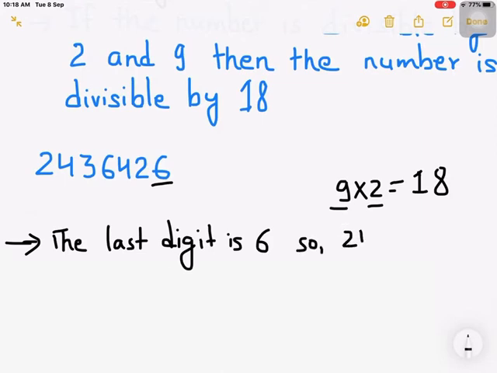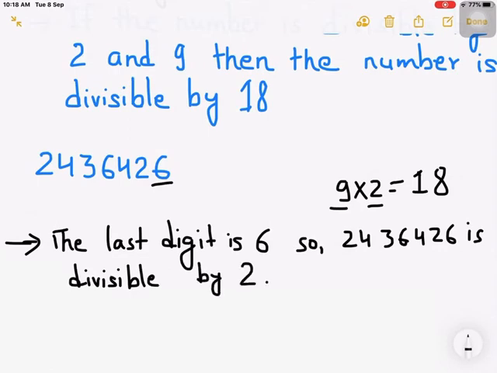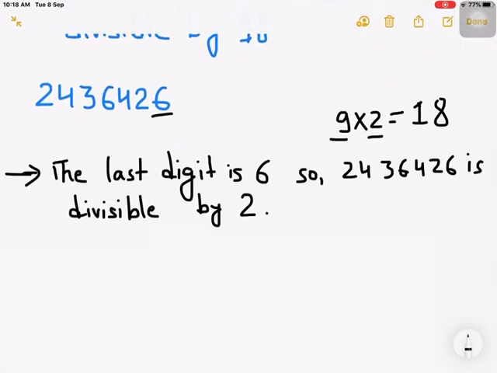So 2436426, 6 is divisible by 2. You can write it in this way, divisible by 2. Yes, now it has to meet the condition for 9. What is the divisibility rule for 9? Do you remember? A number is divisible by 9 if the sum of the digits is divisible by 9. So you have to know the rule for 9, understood? The sum of the digits must be divisible by 9.